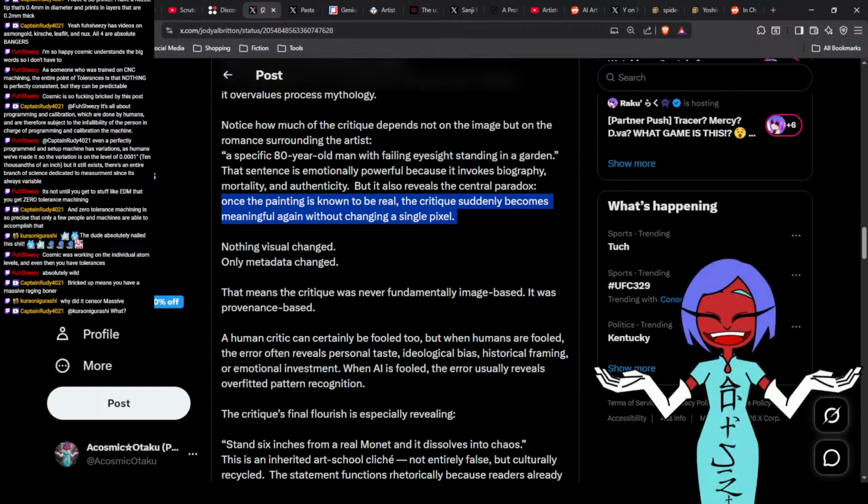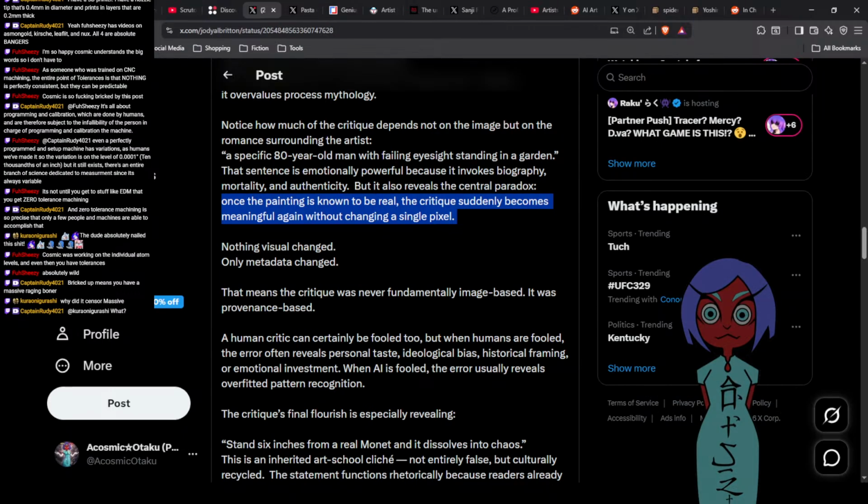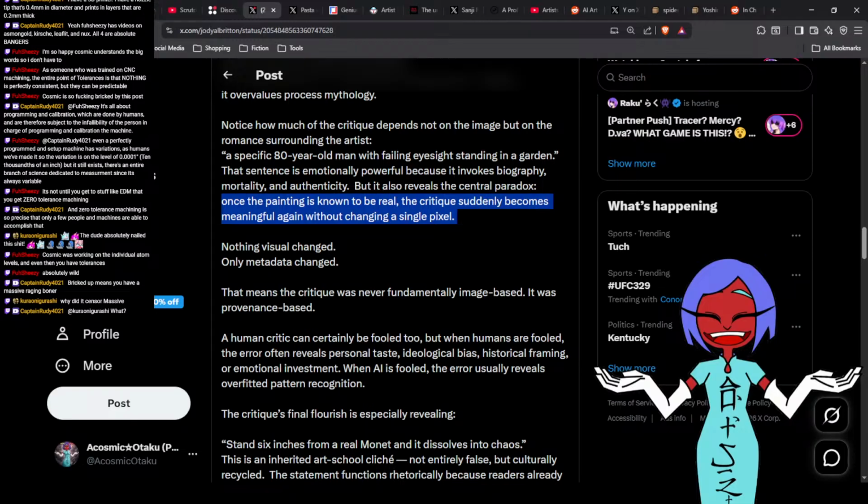Why did it censor Massive? Interesting. It didn't censor it on my side. So anyway, where was I?